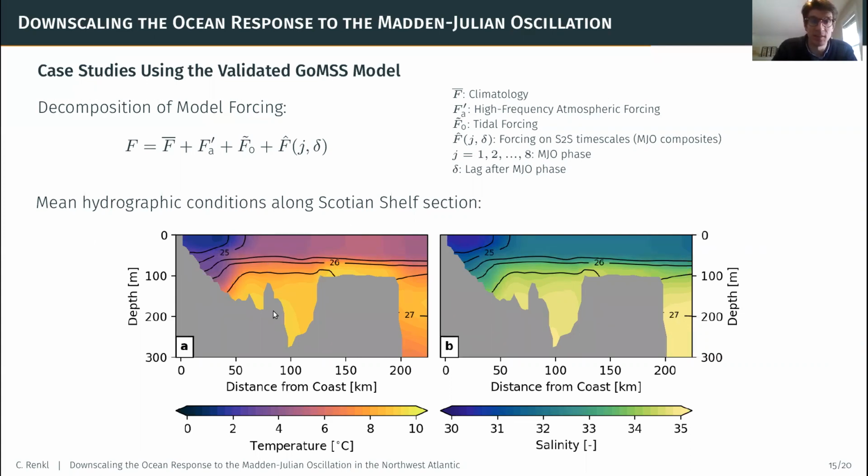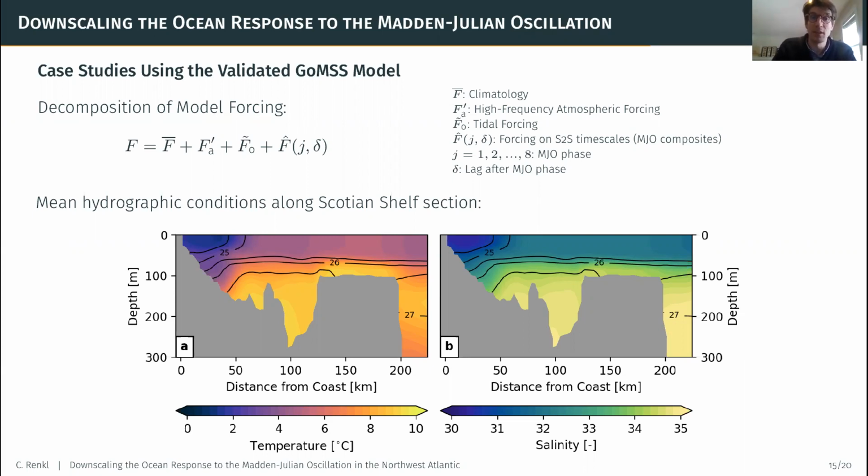So what you can see here are the mean hydrographic conditions along the Scotian shelf section just off Halifax. Halifax would be here at 0, and then you can see the shelf break at around 200 kilometers away from the coast. Including the high frequency atmospheric forcing, we get a well-defined mixed layer at about 60 to 80 meters. We have a well-defined Nova Scotia current here, which is separated from the rest of the shelf by the density front. So this looks all good and agrees well with observations.